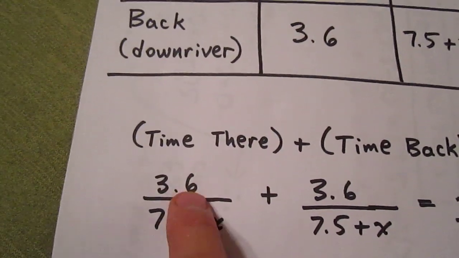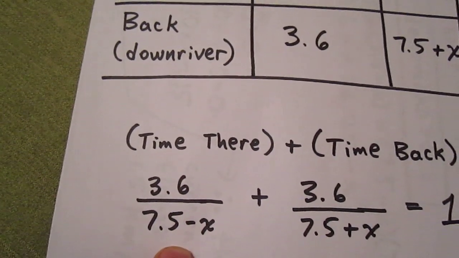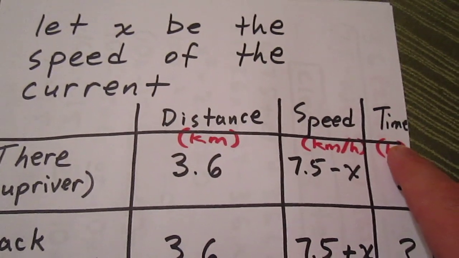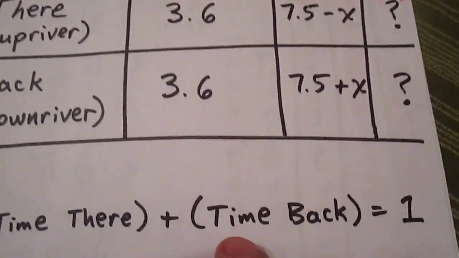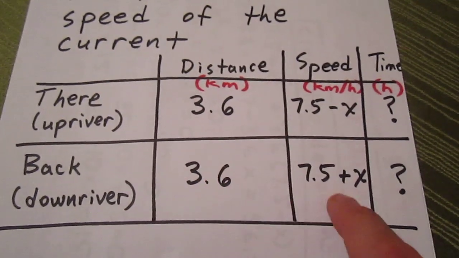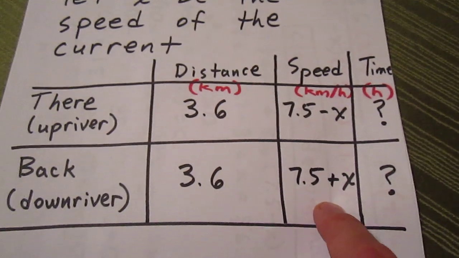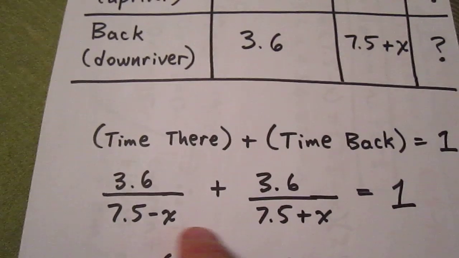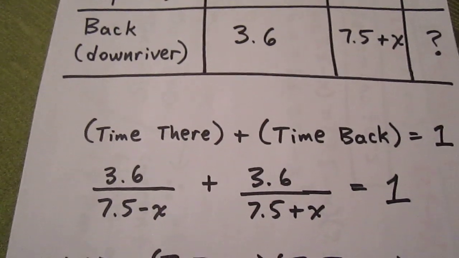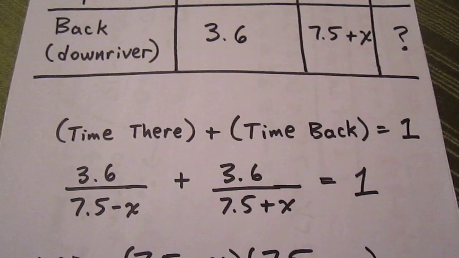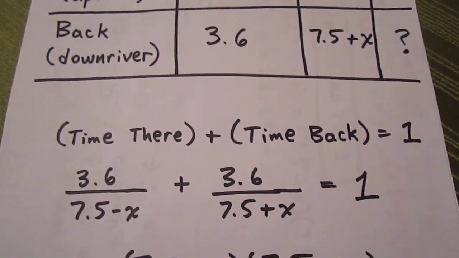So the time there must be 3.6 over 7.5 minus x. And our units are taken care of because we made sure of that when we filled in the chart. Similarly, our time back is equal to our distance back over our speed back. So 3.6 over 7.5 plus x. And all of that equals 1. So we have this rational expressions equation, 3.6 over 7.5 minus x plus 3.6 over 7.5 plus x equals 1.